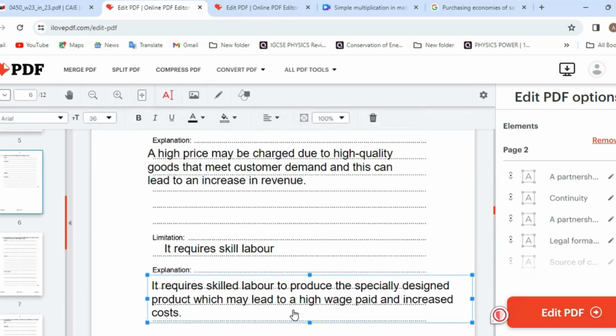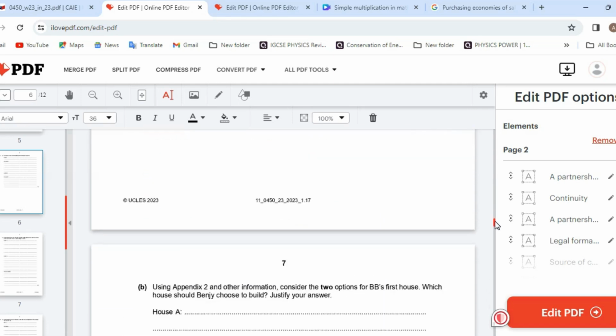Okay, let's try and drag this. Now that's our limitation. Of course, it can also take longer to make the product. That it may delay the completion in making the product. Okay, let's see what we have.